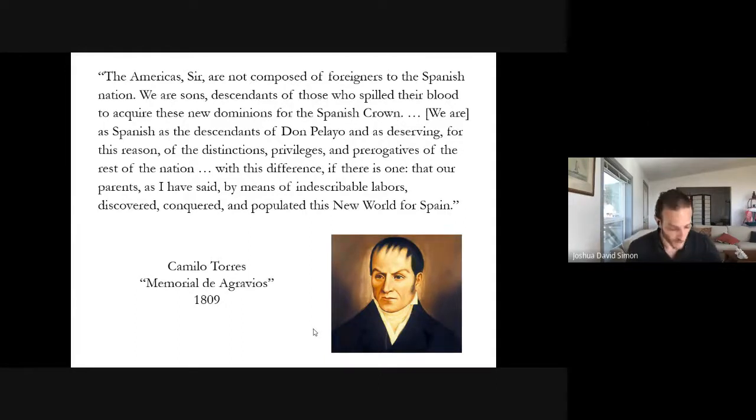To clarify, Don Pelayo is the 8th century Spanish nobleman who initiated the reconquest of the Iberian Peninsula from the Moors. So this is a telling example, I think, for Torres to invoke. I want to focus, though, on the striking parallels in Torres and Jefferson's language, even more on the parallel claims that Torres and Jefferson make.